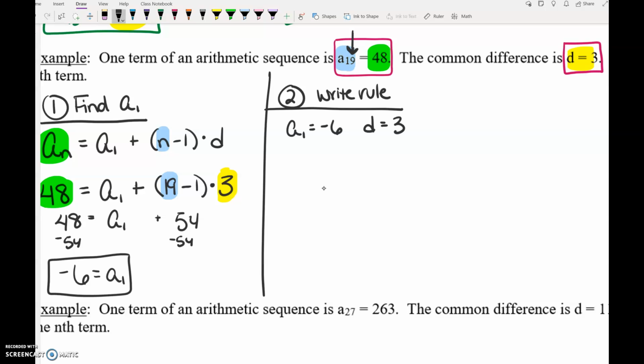Now this is just like the previous problem. So our nth term is our first term plus n minus 1 times our common difference. We distribute and combine our like terms.